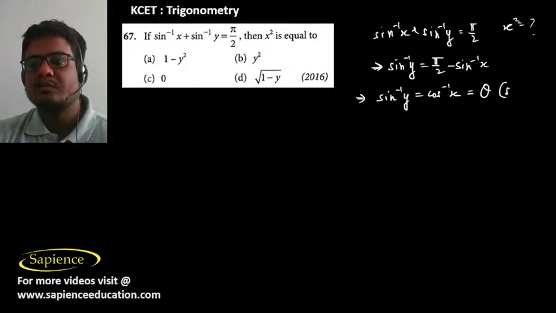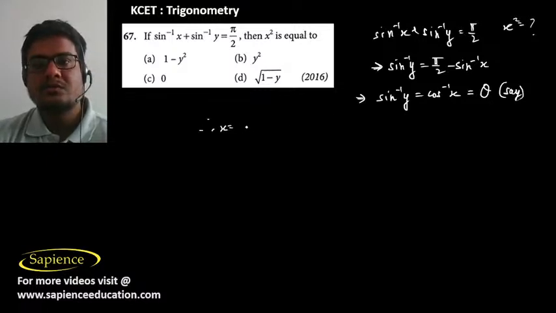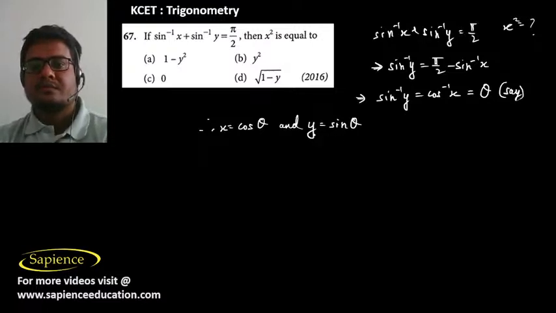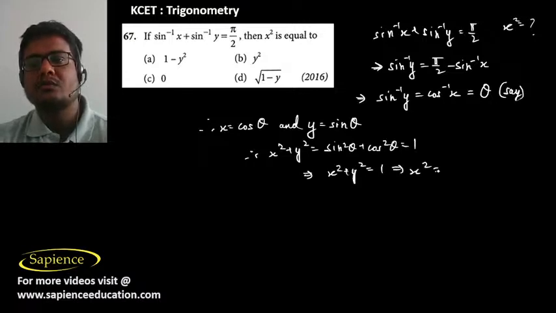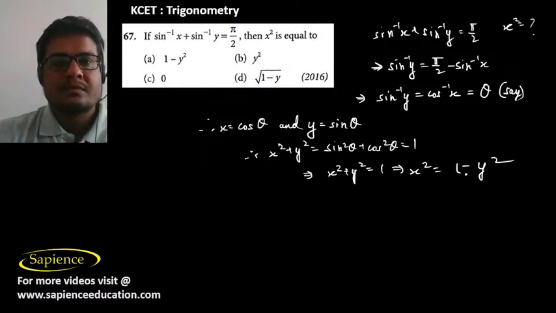So that is equal to theta, suppose. Now therefore x is equal to cos theta and y is equal to sin theta. So now x square plus y square is sin square theta plus cos square theta, that will be equal to 1 obviously. So therefore x square plus y square is equal to 1. It means x square is equal to 1 minus y square. Means that option A is the correct answer.